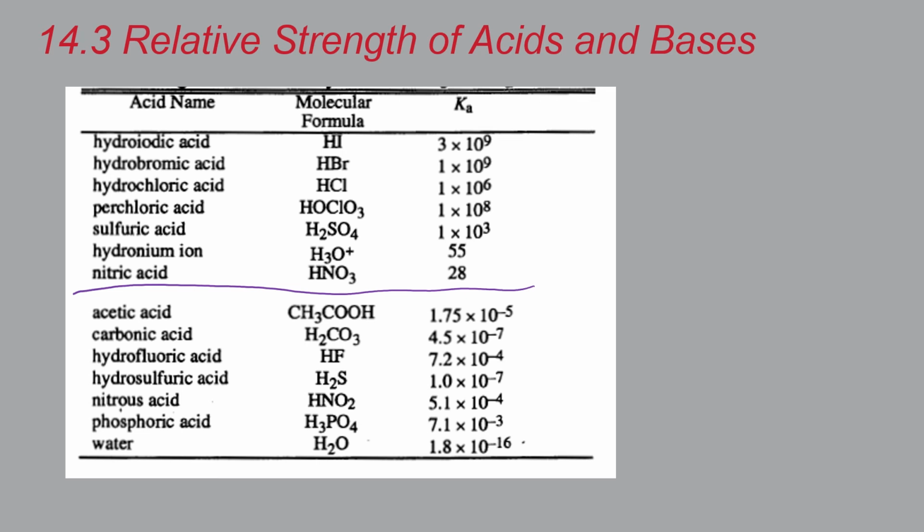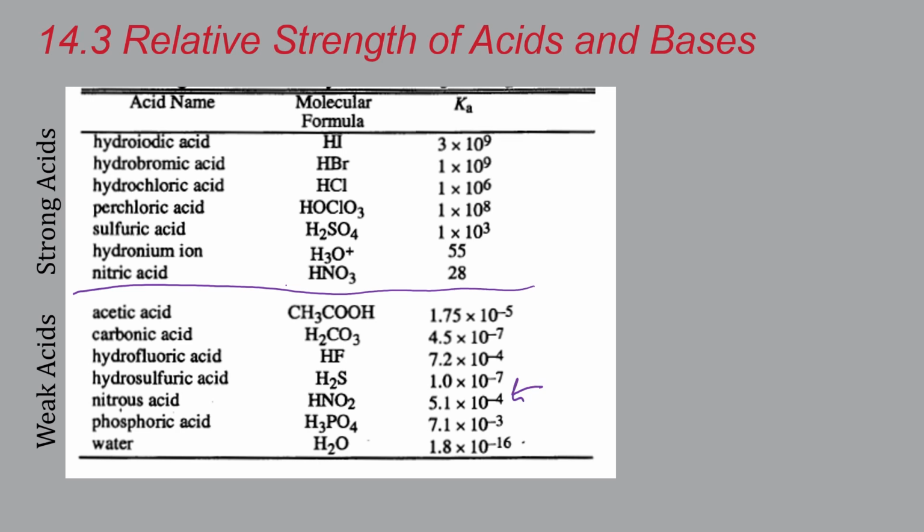And the ones above that line we refer to as strong acids, and the ones below that line we refer to as weak acids. So review the names. These are names that you should actually be familiar with, but look at the numerical values for Ka. So you will note that the one that we just did, nitrous acid, is right there.